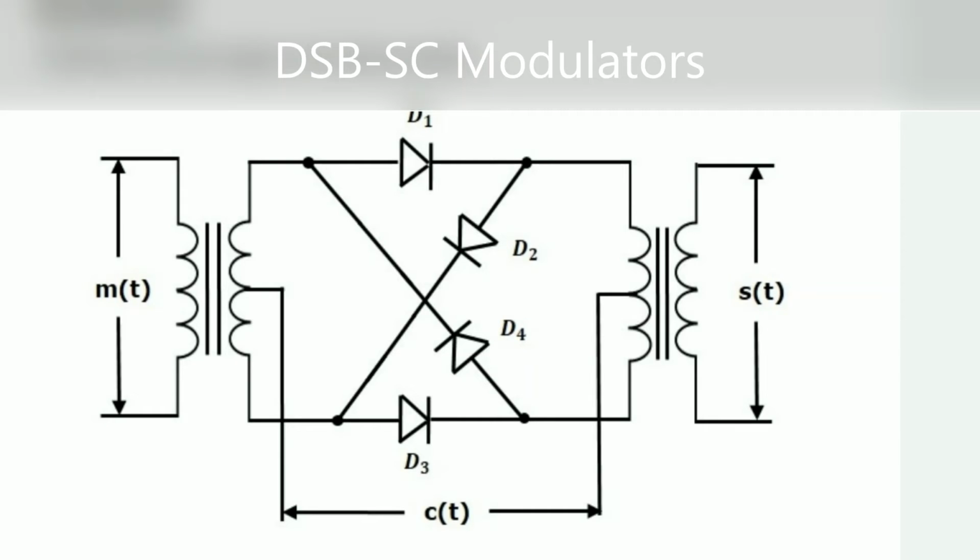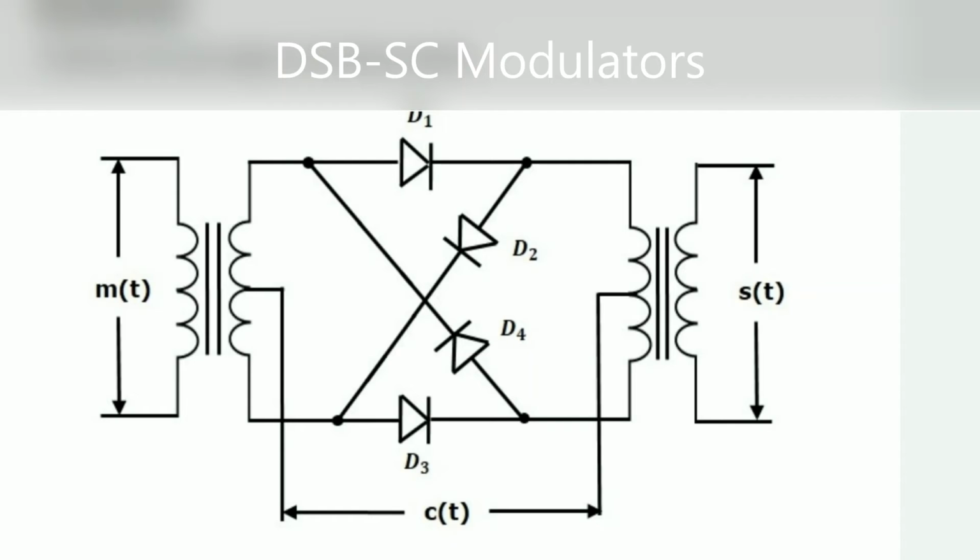So here we have four diodes, that is D1, D2, D3 and D4, which are connected in a ring structure. That's why it is called a ring modulator. Two center tap transformers are used, one initially and one at the end, whereas the carrier signal is applied between the two center tap transformers.